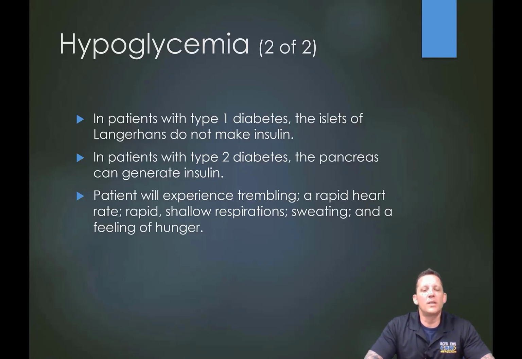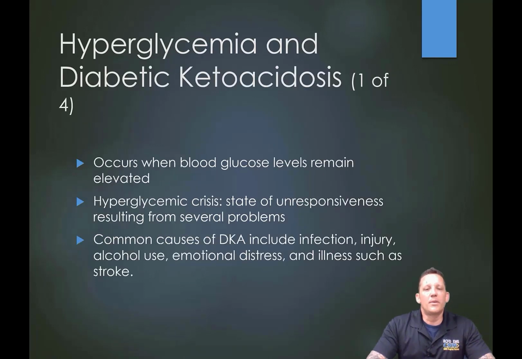Most of these patients will experience trembling, a rapid heart rate, shallow, rapid respiration, sweating, and a feeling of hunger with the hypoglycemia. And that's their body telling them, I need sugar. And so just try to remember that anybody with an altered mentation should have a blood glucose level taken. And you're going to hear it yet again, right? AEIOU tips. We want to make sure we get through that for anybody that's altered mentation.